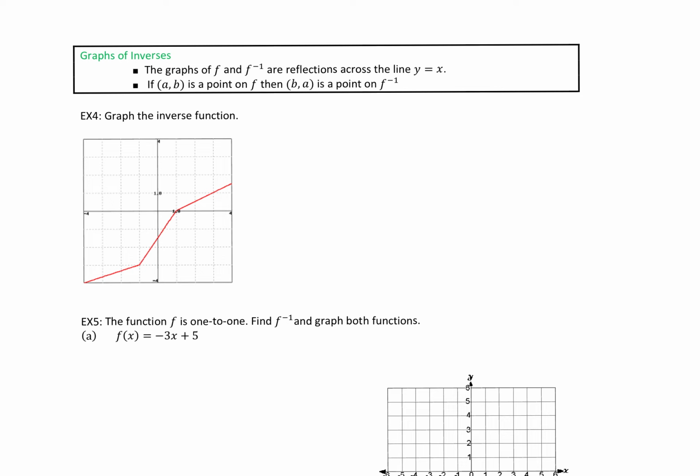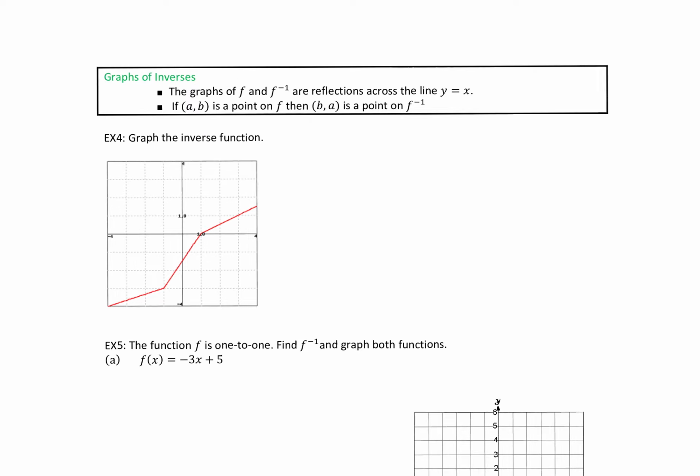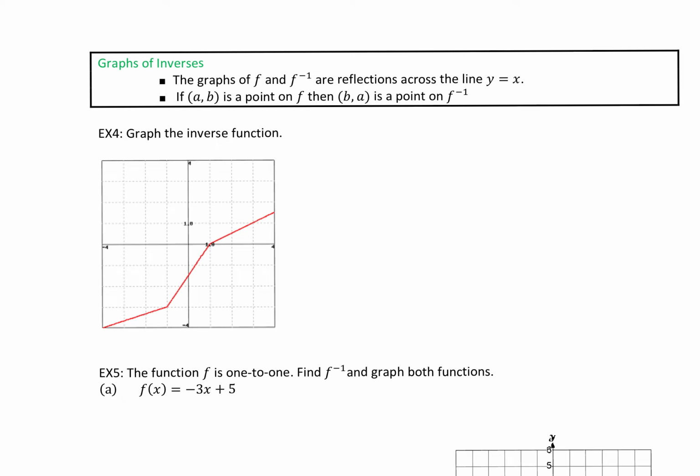So the next thing I want to talk about is the relationship between inverses and their graphs. So when you look at the graph of an inverse, they're going to be reflections across the line y equal to x. So y equal to x is going to be our axis of symmetry.